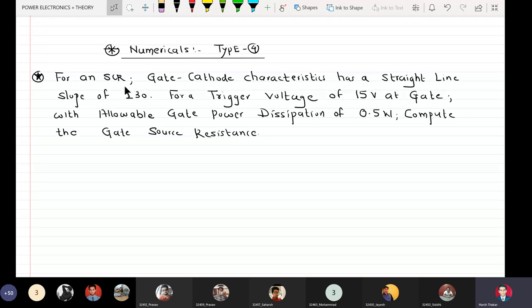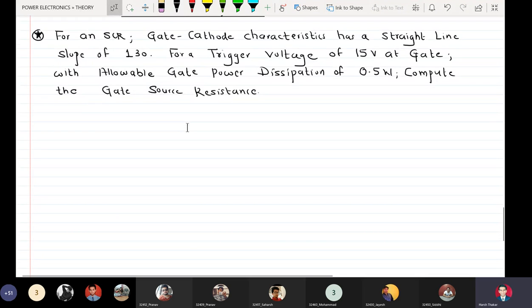Okay, so I'll read this numerical again. It says, for an SCR, the gate cathode characteristics has a straight line slope of 130. For a trigger voltage of 15 volt at gate with allowable gate power dissipation of 0.5 watt, compute the gate source resistance. This is a very typical numerical, and there is a standard way of solving these numericals. I will tell you how to solve them.